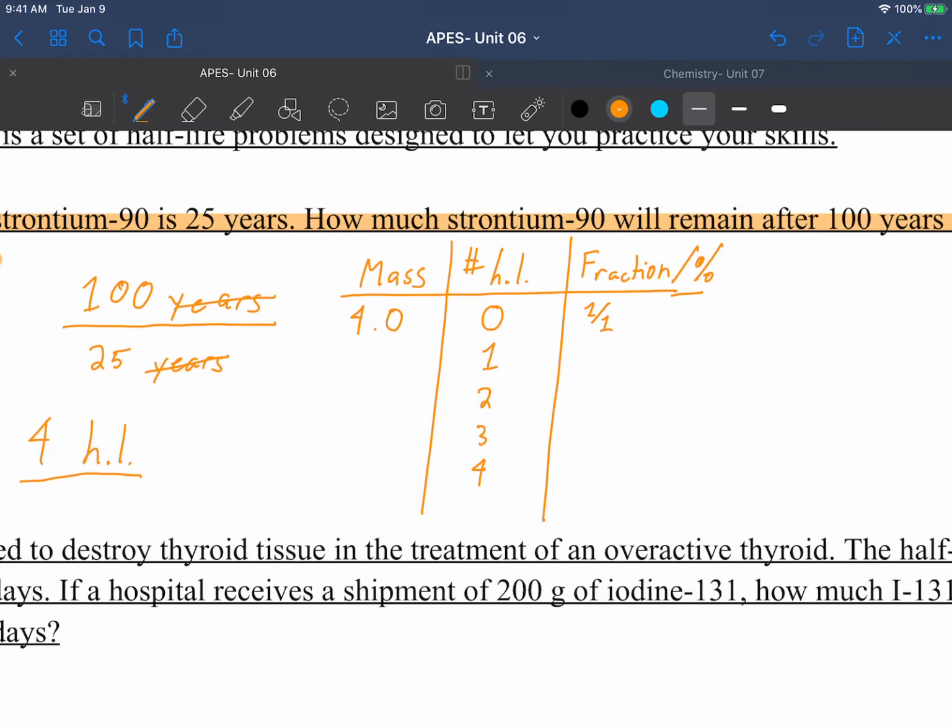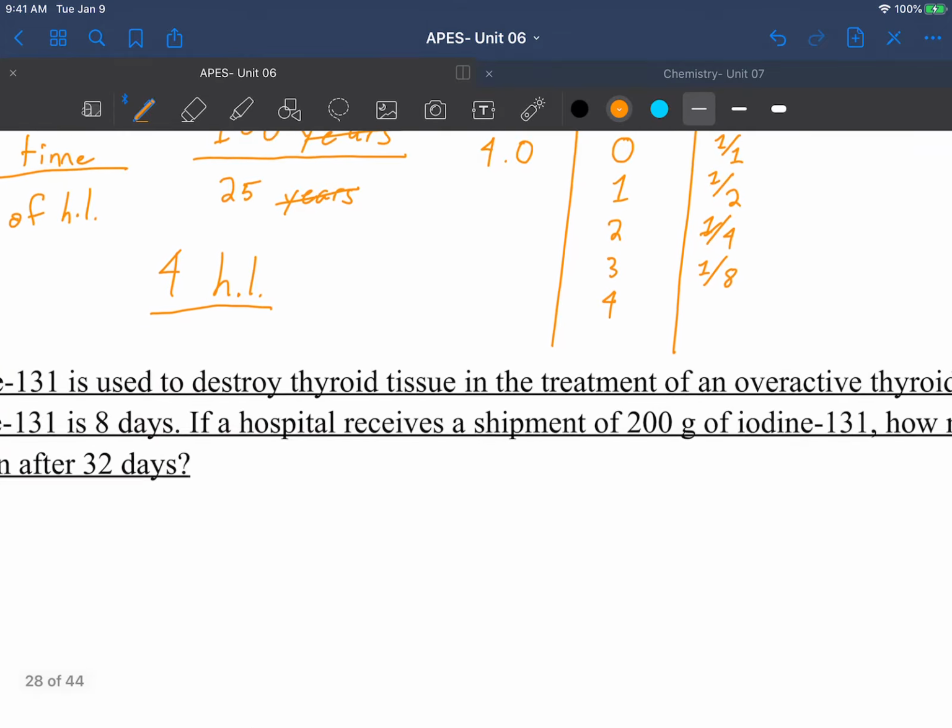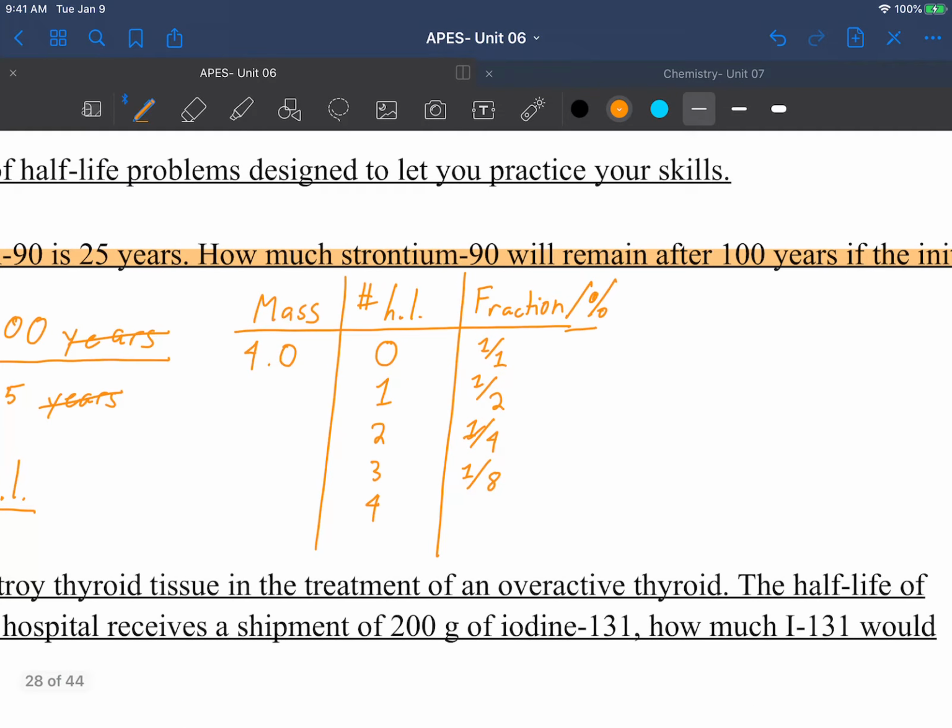Now, with each half-life, I'm dividing my remaining mass in half. So after 1 half-life, 1/2 of my sample remains. After 2 half-lives, 1/4 of my sample. After 3 half-lives is 1/8, and after 4 half-lives, I have 1/16 of my sample remaining. Now that's cool, but let's put some numbers on there.